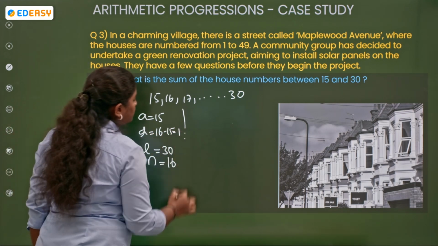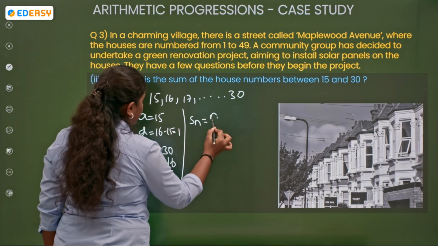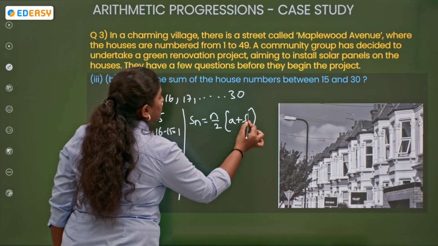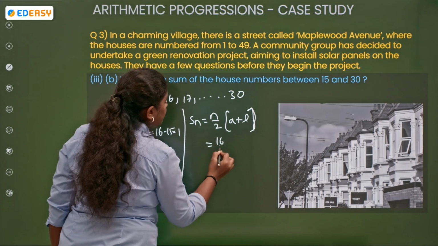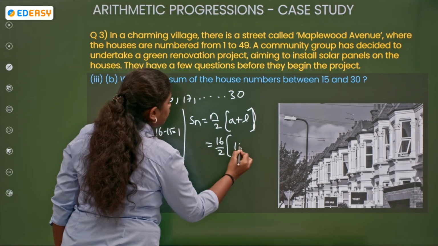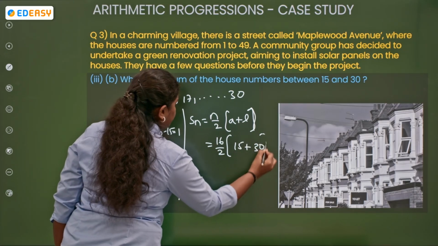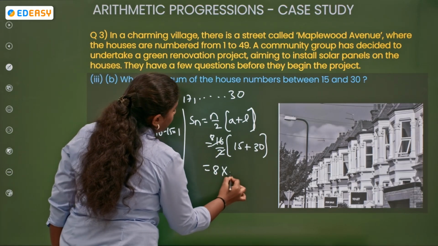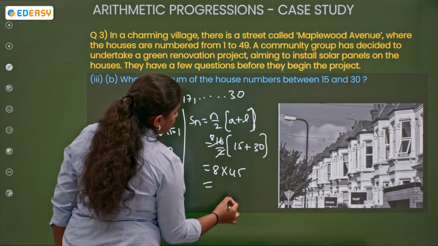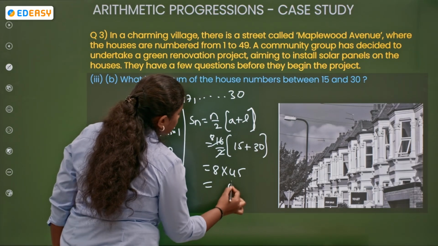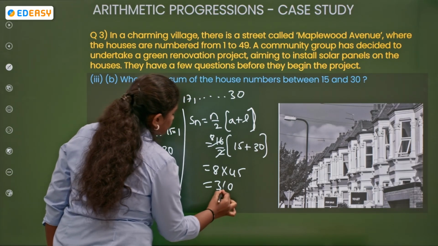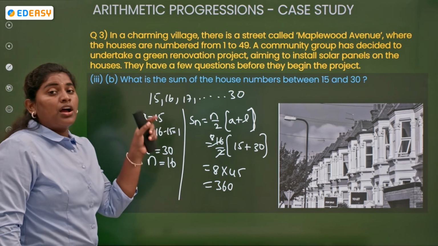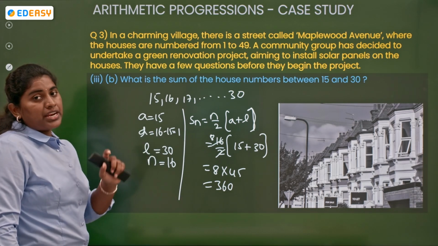Okay. So now Sn equals n by 2 into a plus l, where n is your 16, by 2 into a value is 15 and l value is 30. Clear? Now 2 will cancel 16 for 8 times. So 8 into 45. 8 5s are 40, 0, 4 and 8 4s are 32, 36. Clear? So we are having 360. The sum of houses numbered between 15 and 30.